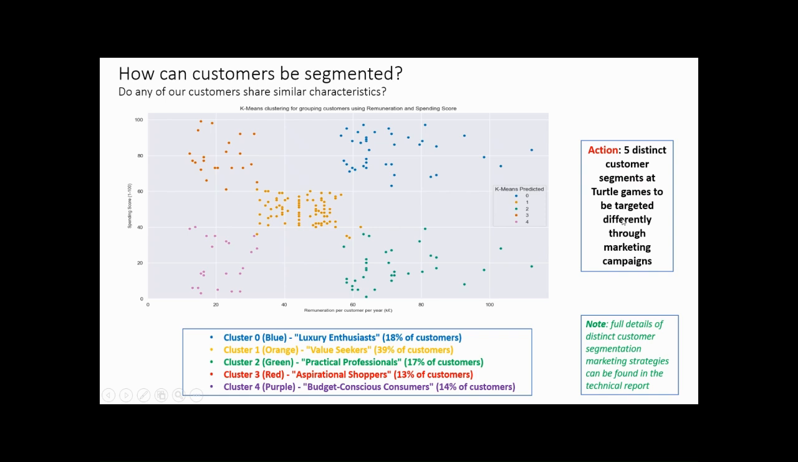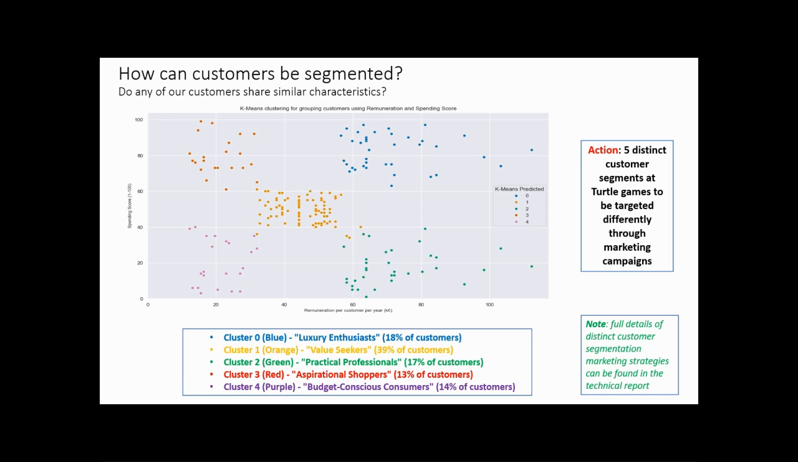In my customer segmentation analysis, I employed k-means clustering, which is a method that groups customers based on their similarities. In my early analysis phase, I found that there were groups of customers with similar pay and spend scores, as shown by the scatter plot. Employing this algorithm categorized Turtle Games customers into five distinct segments, each marked by a different color.